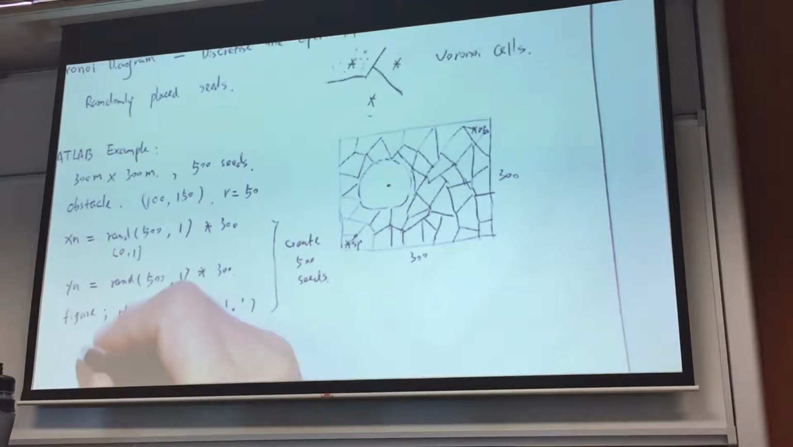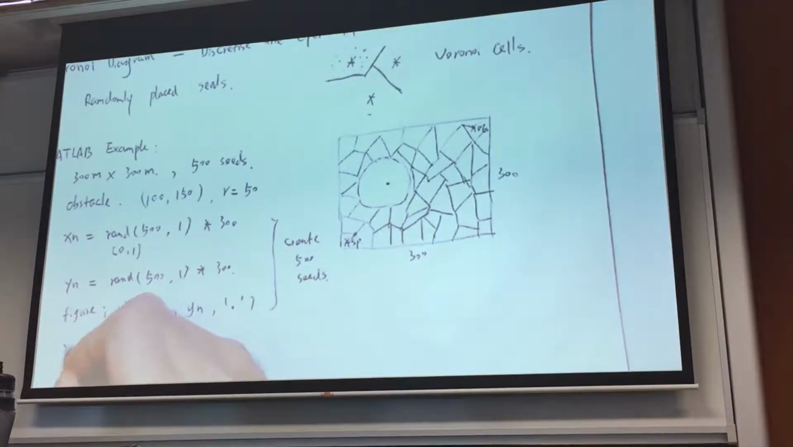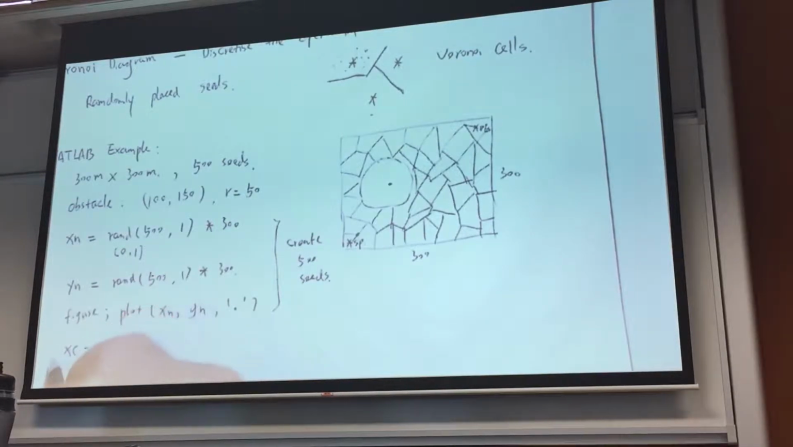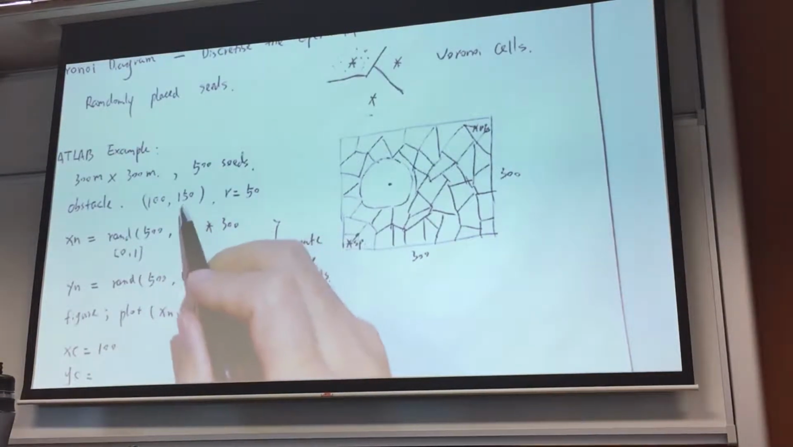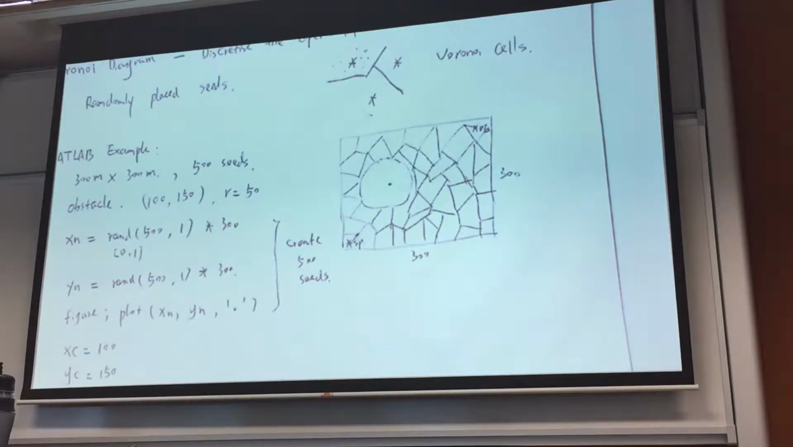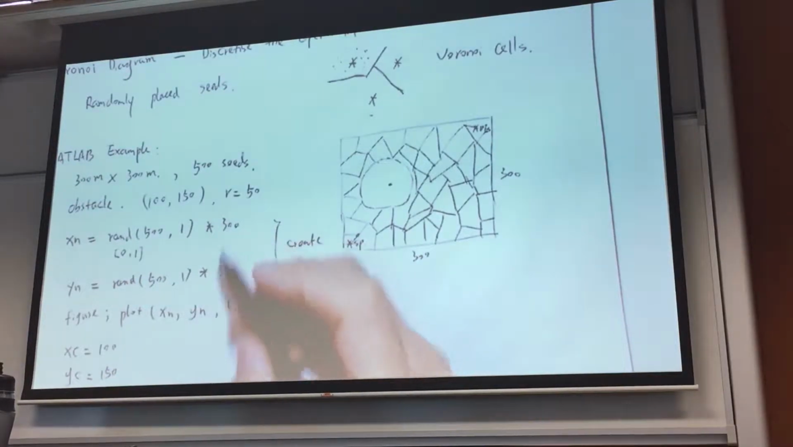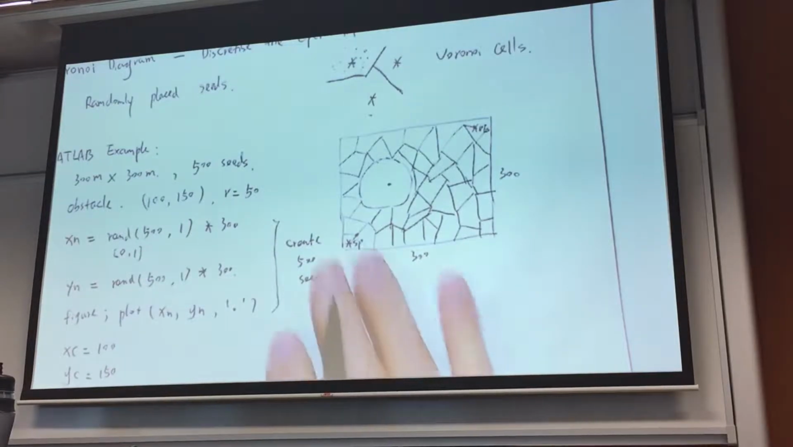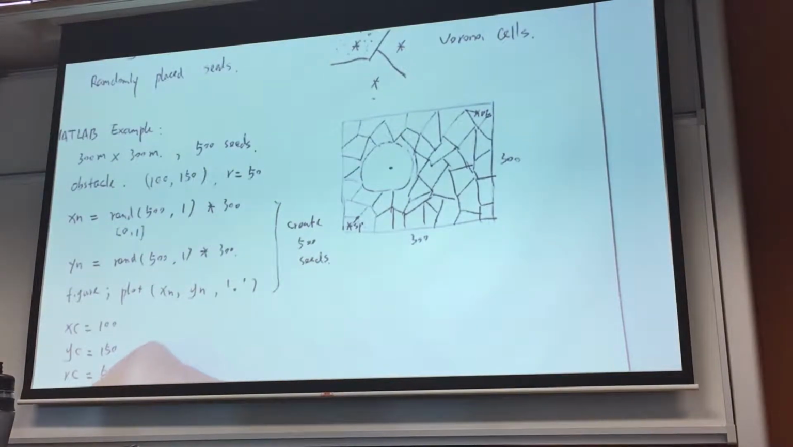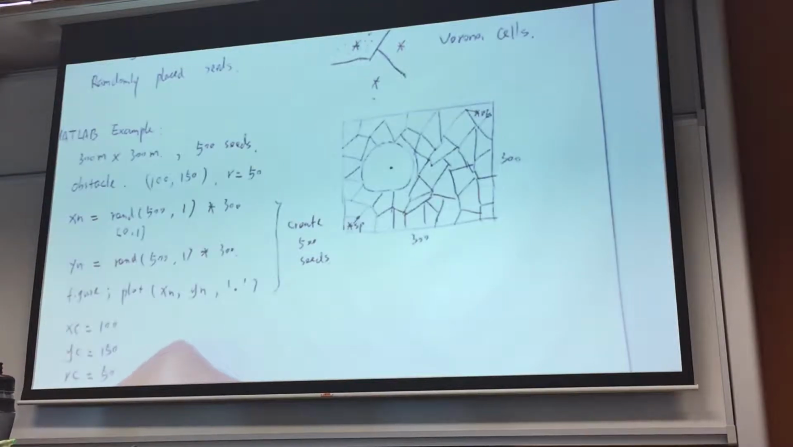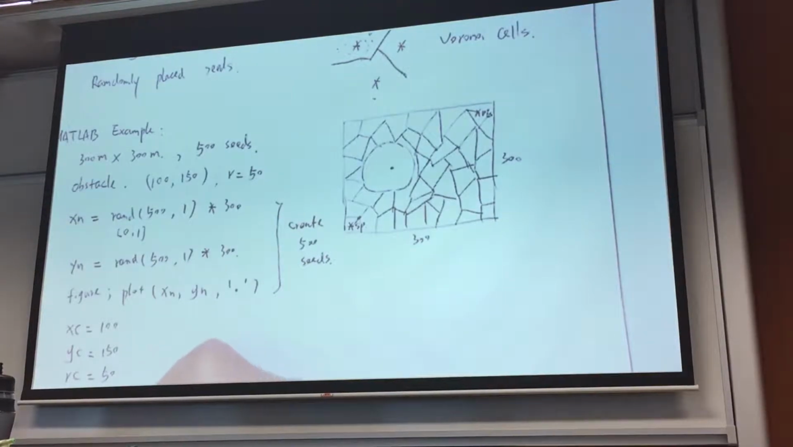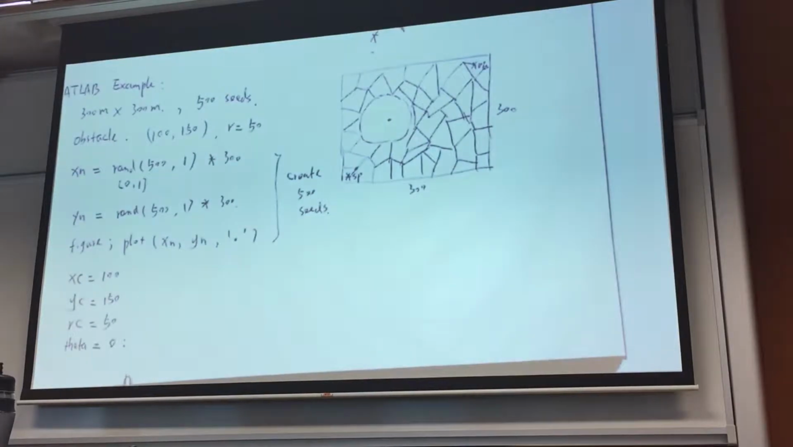To define an obstacle, we define the center, the x coordinate given by 100, and the y coordinate of the center is 150, and we define the radius to be 50. Then we use polar coordinates to calculate all the coordinates on the circle. So I define a theta, theta from 0 to 2 pi.